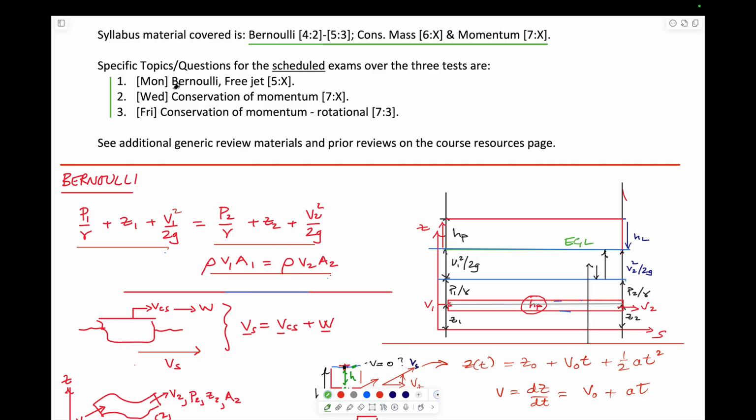So the first one is Monday, it's Bernoulli and free jets. The second one is conservation of momentum, linear momentum. And the third one is conservation of momentum rotationally. So 7.1 and 2 and 7.3.